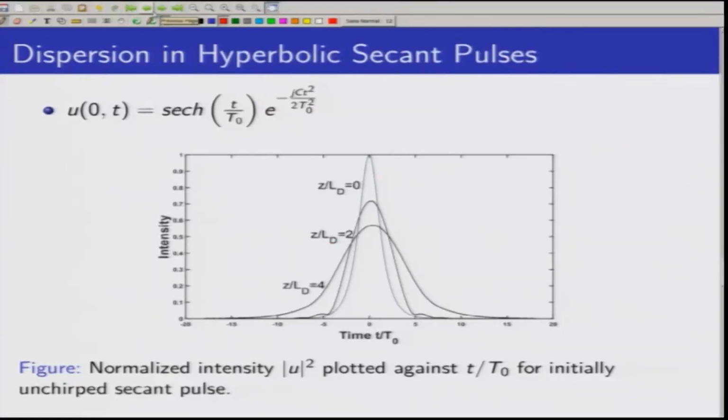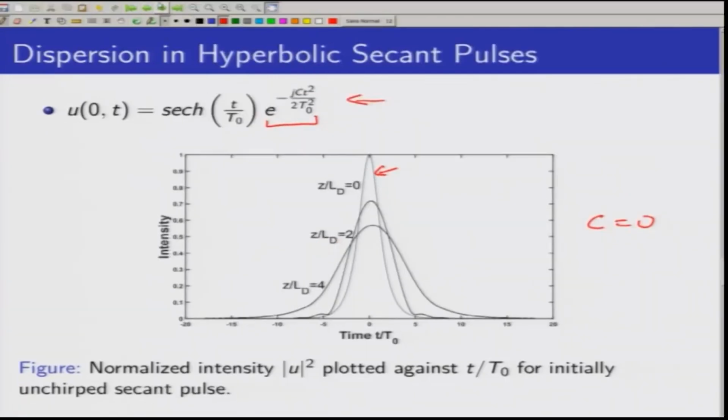Now, we will come to more complex pulses. For example, the hyperbolic secant pulses, whose equation is given by this: u0 t is equal to sech, where t naught is the pulse width, and then there is this chirp factor. We plotted it for initially unchirped, again c is equal to 0, and this is the initially incident pulse. As we move along 2 dispersion lengths and 4 dispersion lengths, there is a lot of dispersion induced broadening. The secant pulses are narrower than the Gaussian pulses, so the instantaneous frequencies are much higher, and hence we see some sort of distortion at the ends, because the instantaneous frequencies in this scenario are higher than the frequencies in the Gaussian case.